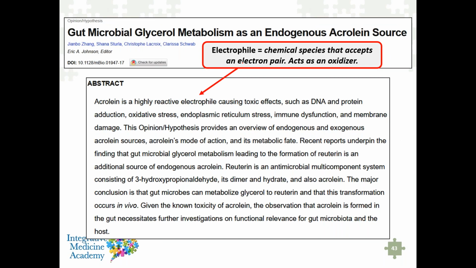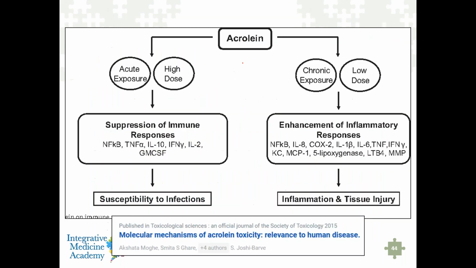I mentioned before that certain gut microbes, particularly Clostridium type bacteria, can also produce acrylene. And again, acrylene has that aldehyde side chain or group that can be involved in oxidative reactions. So acrylene in an acute exposure at high dose could lead to immune suppression, but in a chronic low dose over time, it might actually lead to just sort of chronic inflammatory responses.